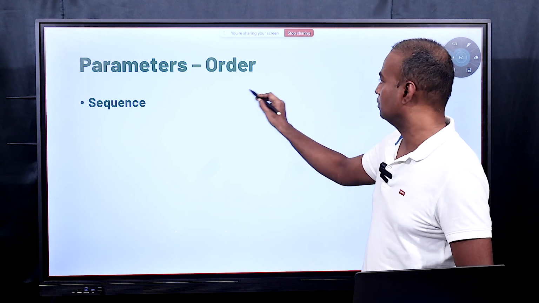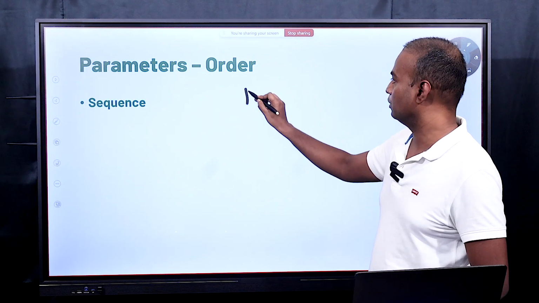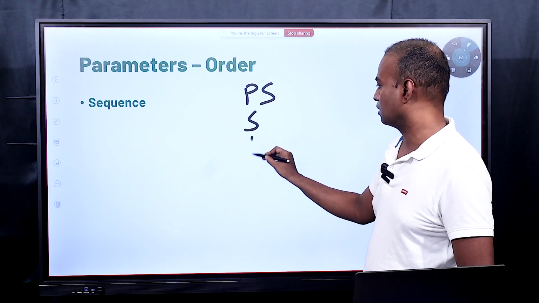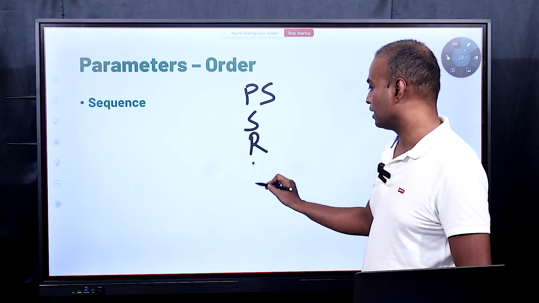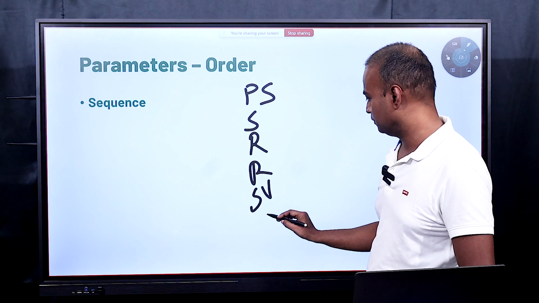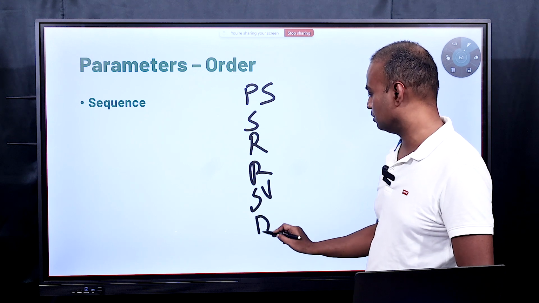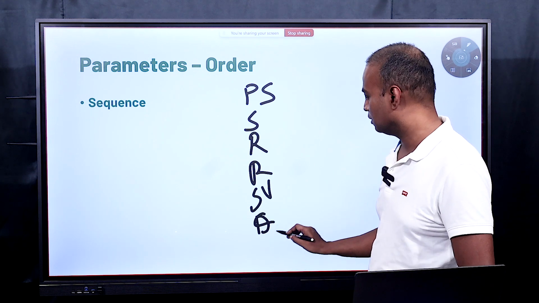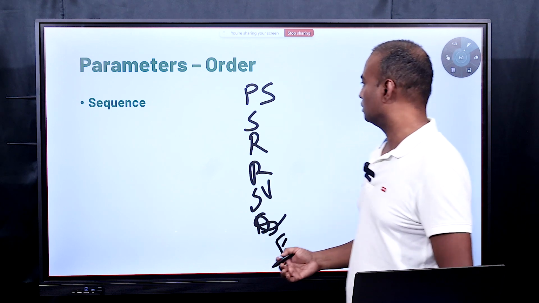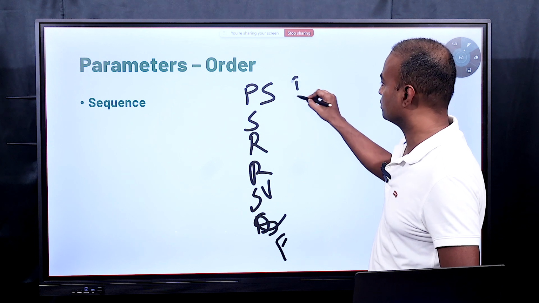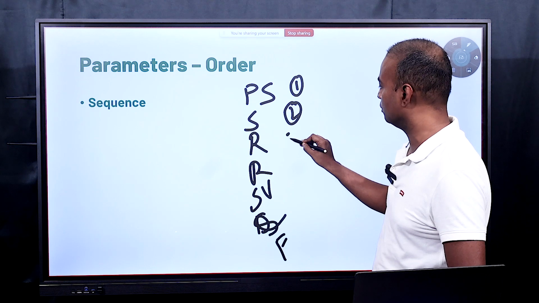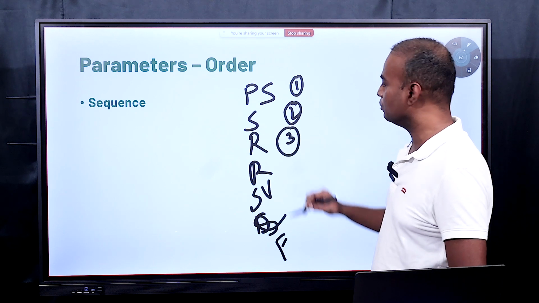For example, we have different visits: pre-screening, screening, run-in, randomization, scheduled visit, completion, follow-up. Discontinuation will not come here. So how will the system know that first it has to do pre-screening, after pre-screening it has to do screening, after screening it has to go for a run-in? So how will the system know?